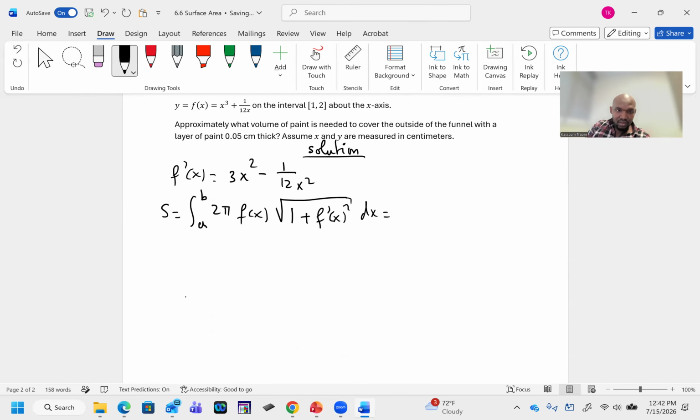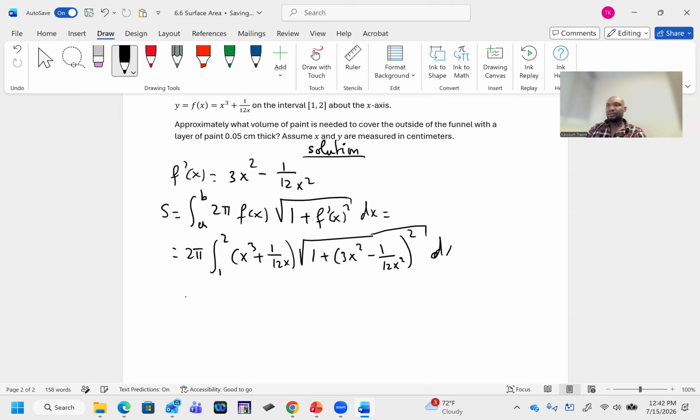So which will be equal to, I can take 2 pi out, right? Because 2 pi is a constant. 2 pi, the integral from 1 to 2, our f of x is x cubed plus 1 over 12x times the square root of 1 plus 3x squared minus 1 divided by 12x squared, to the square, dx, right?